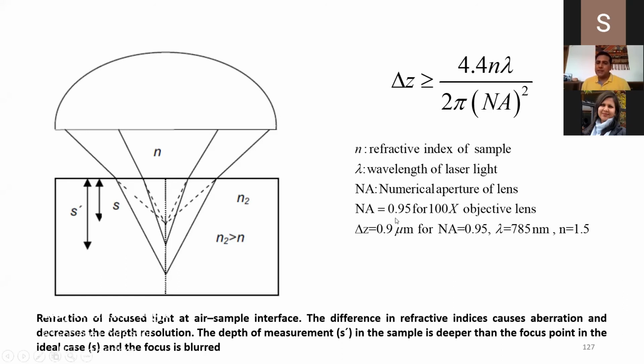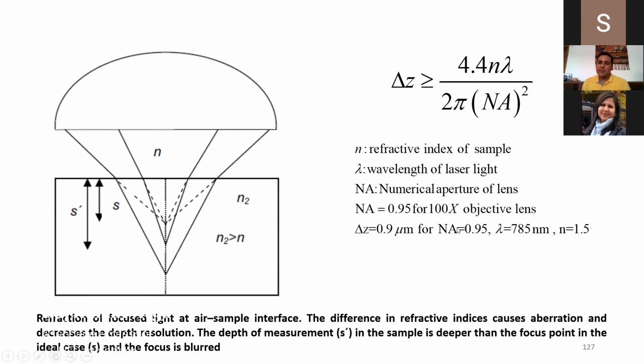Say the refractive index of the material is 1.5. The wavelength is also in your control, because the laser light is in your control, but you only have 2 or 3 options there. So that is also fixed, this is also fixed. The numerical aperture of the lens can be changed, because practically it comes with 100x, 40x, 20x, and 10x lenses. So you can change them.